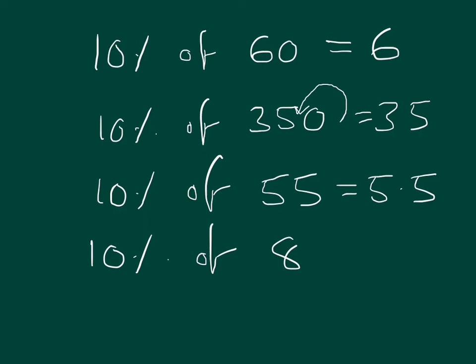And finally, 10% of 8. Well, we always have a decimal point to the right of our number, and it comes over the 8, so it's 0.8, which we can write as .8. It wouldn't be wrong if you wrote .8, but it looks better with the 0. So 10% of 60 is 6, 10% of 350 is 35, 10% of 55 is 5.5, watch my little point, and finally 10% of 8 is 0.8.